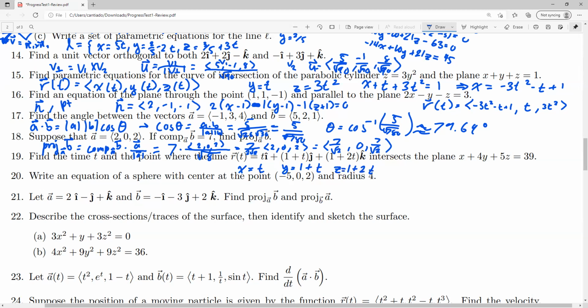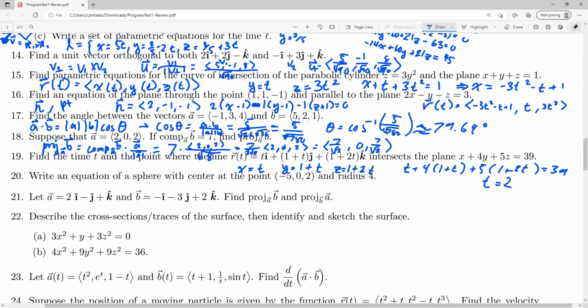And now that we have the variables x, y, and z, we can plug it into this plane equation. So x is just t. We got 4 times y, which is 1 plus t. And then we got 5 times z, which is 1 plus 2t. And then now we can solve for this. We can solve for the exact time t, right? So if you simplify this all out, you should get t is equal to 2. So that's our time t.